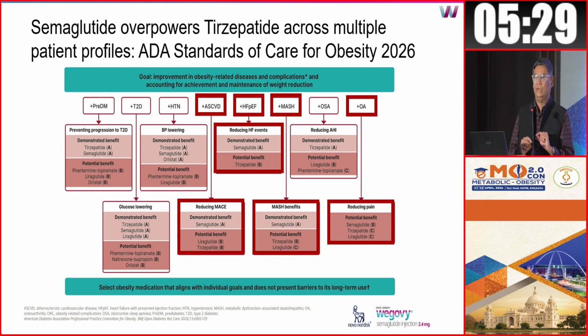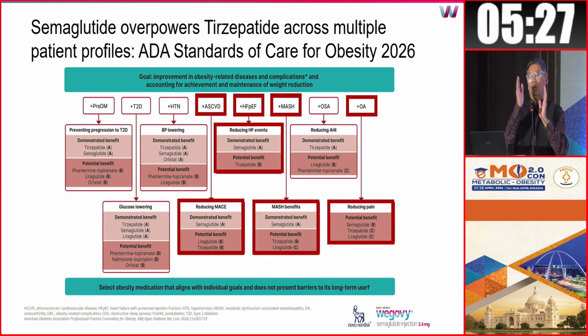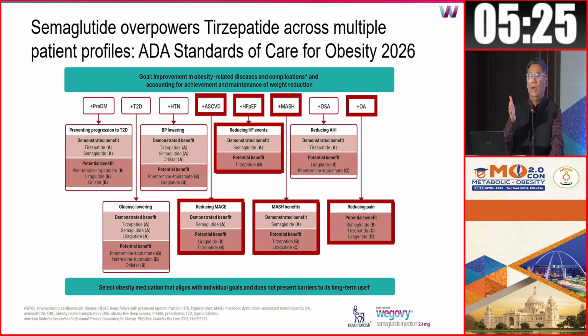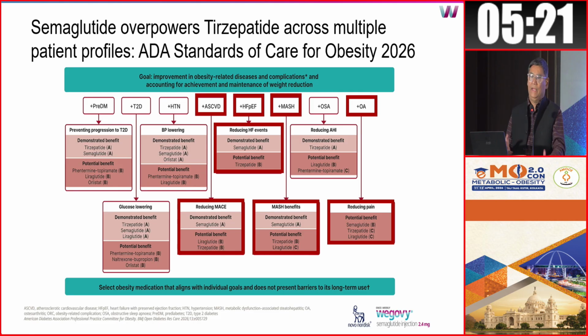Are you using it for anti-obesity? Are you using it for obesity plus diabetes? Or do you have comorbidities like a cardio or renal problem? Then you have to go for the molecule that has the maximum evidence.